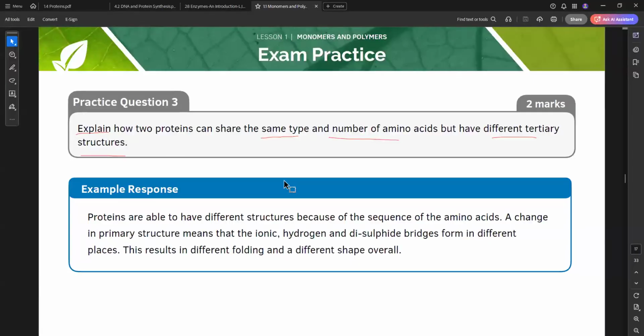So proteins are able to have different structures because of the sequence of amino acids. Change in primary structure means that the ionic, hydrogen, and disulfide bridges form in different places. This results in different folding and a different overall shape. How many marks are we giving this?